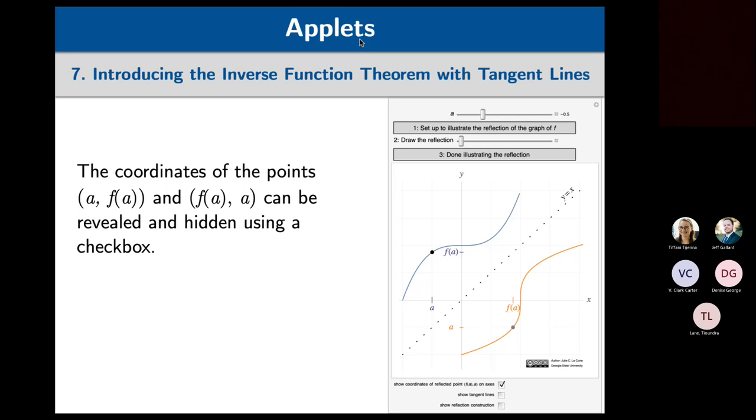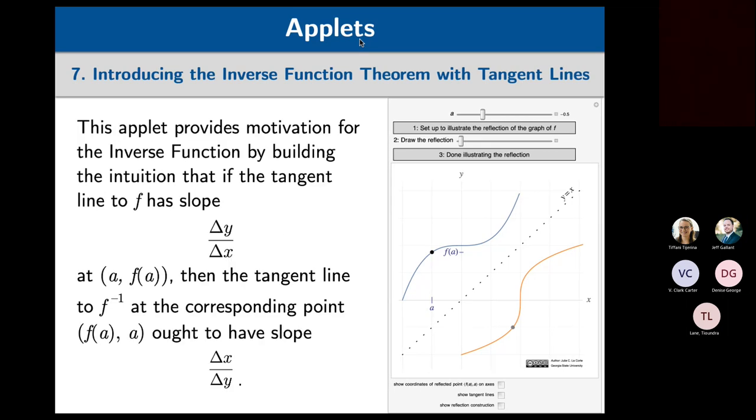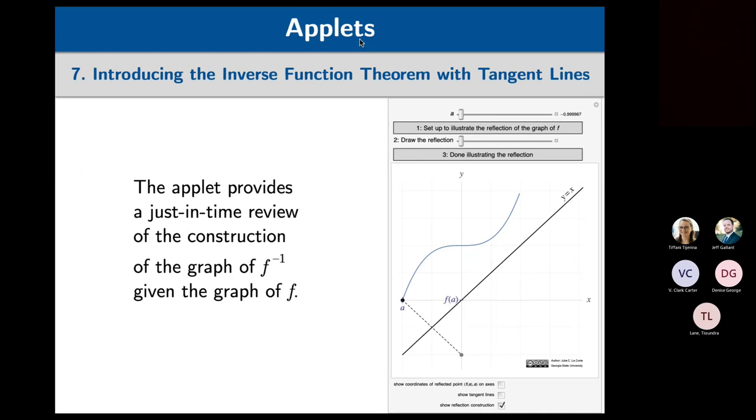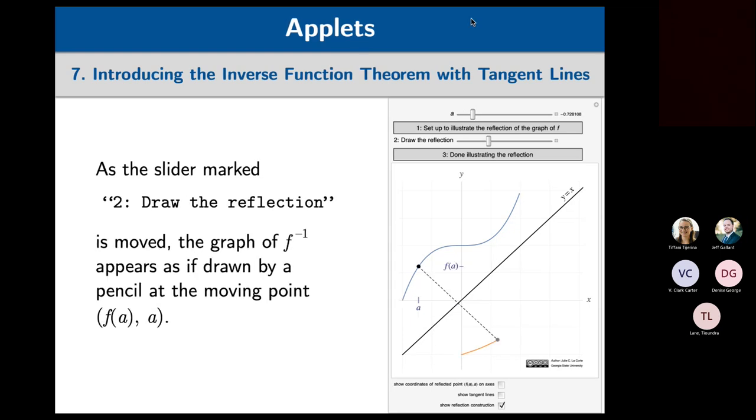So in this applet, I can quickly talk about a point on the graph of f and the corresponding point on the graph of its inverse. We can see that the coordinates are transposed. And I also built in a just-in-time review of what the graph of f inverse looks like, how to construct it. So we click one button to set up this construction. The second slider, draw the reflection, traces out the orange graph, the graph of the inverse, as if drawn by a pencil at the moving point f of a.